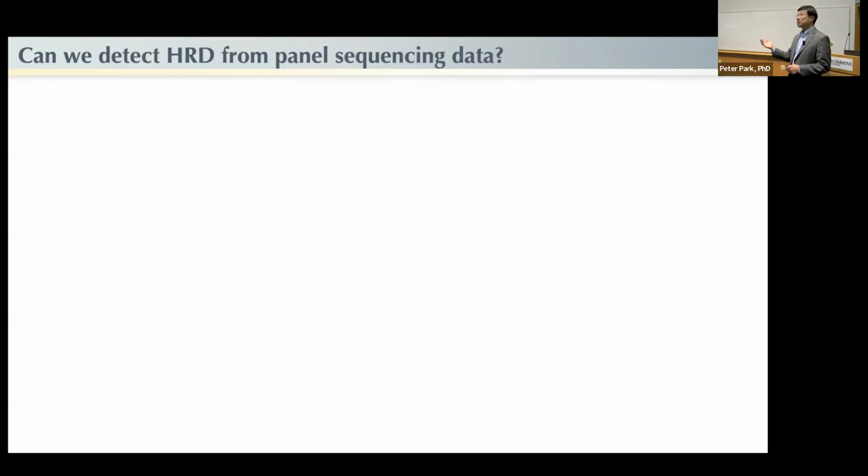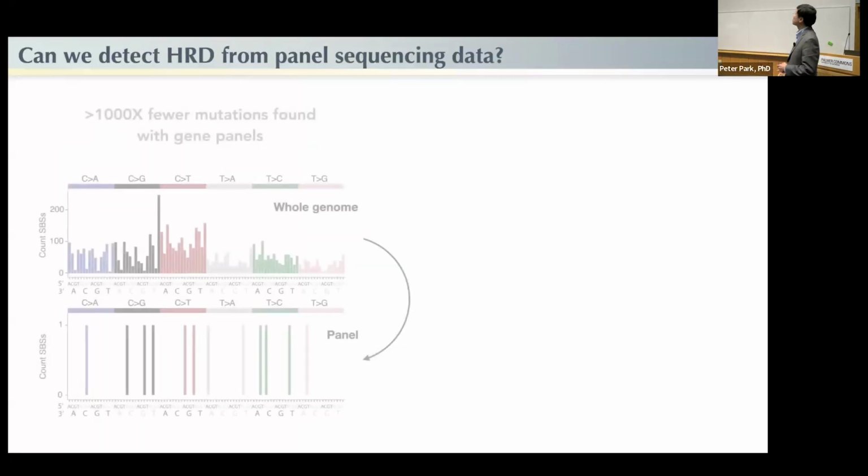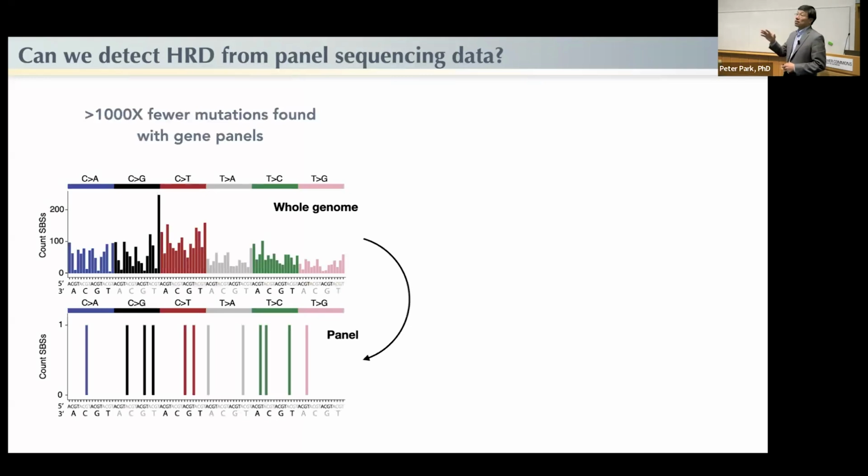Because there are a lot of academic centers that are doing panel sequencing, okay? So could we apply the same signature detection algorithm from panel data? It turns out that the computational part of this is quite challenging because you don't have that many mutations, right? So here is signature 3 from whole genome data. If I have a panel, instead of this spectrum, this is what I get, okay? You get like 20 mutations in the extreme case.